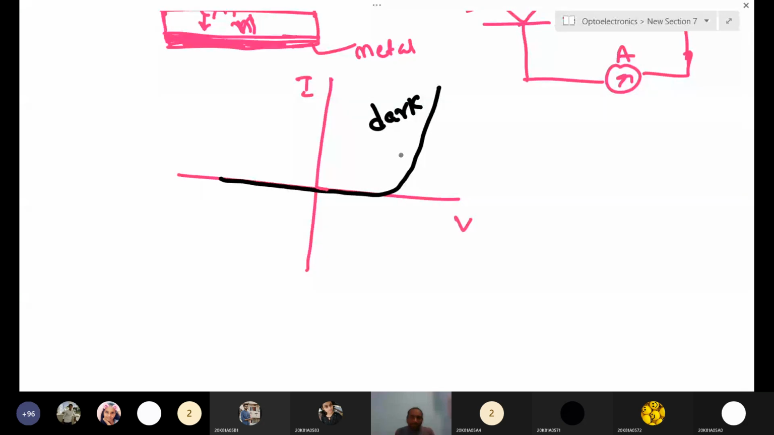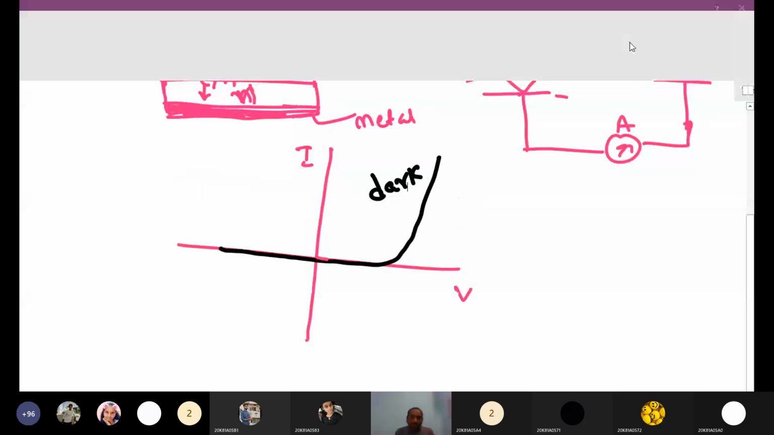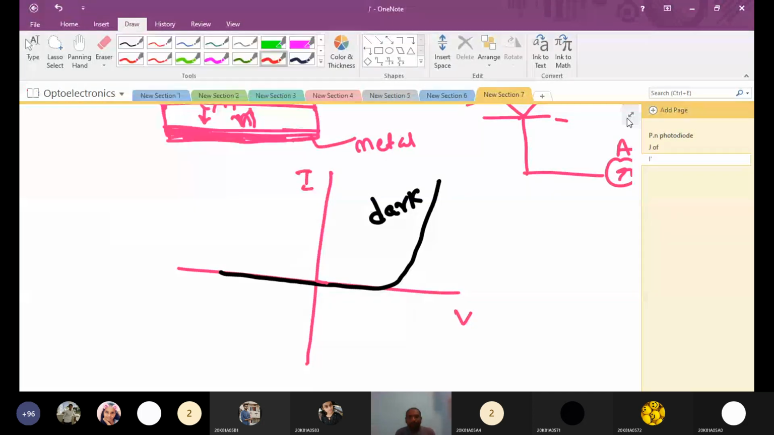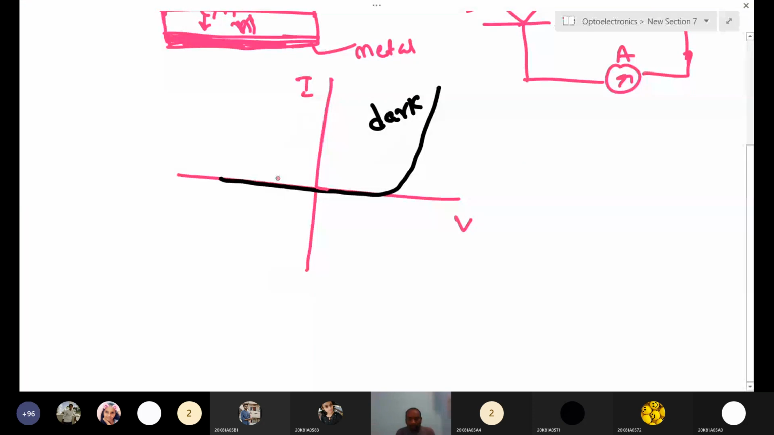After that, we illuminate the device with some light. Then some current will flow in the device. That is photo current. Once you shine the light, there is a generation of electron holes, so the current will increase in the device. The curve will shift downside, just this way. Okay, this is photo current. You got it, right?